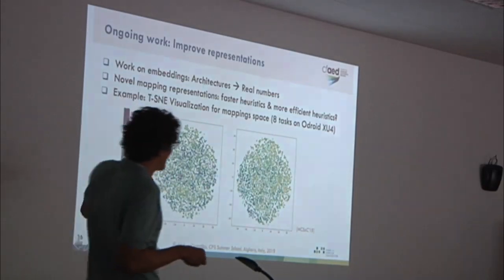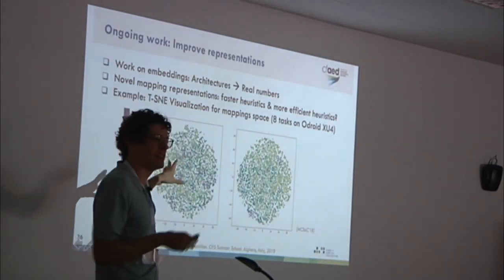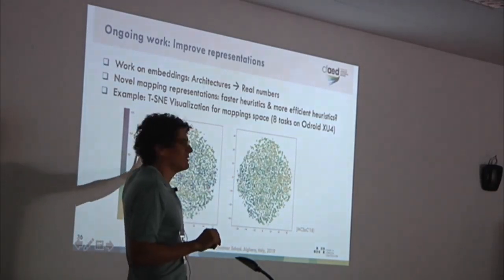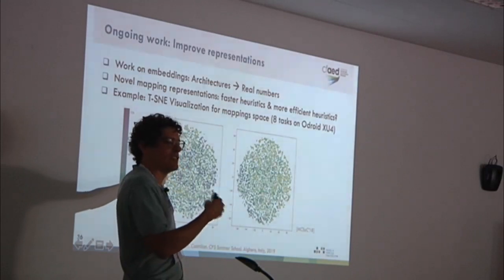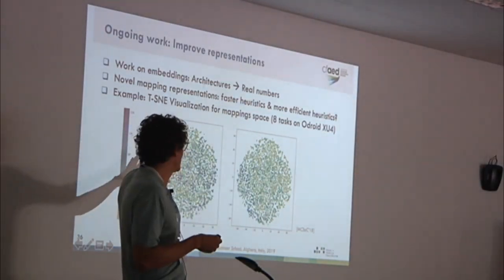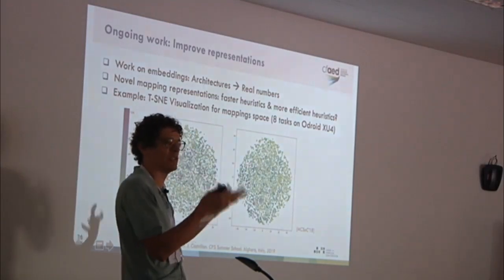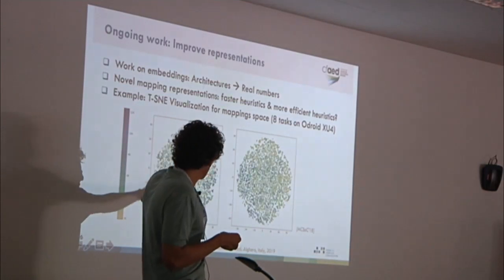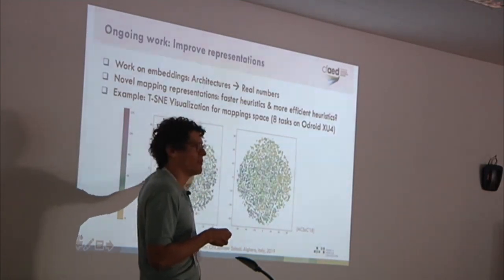And what this plot shows is that actually it does kind of work. I mean, it's difficult to see it from far away, but this is the t-SNE visualization. t-SNE is a visualization that you use in machine learning. So the axes have no meaning. It's just a sense of closeness of the points in the space. And what you see here is that if you look at this plot, there's a lot of color mixes, right?